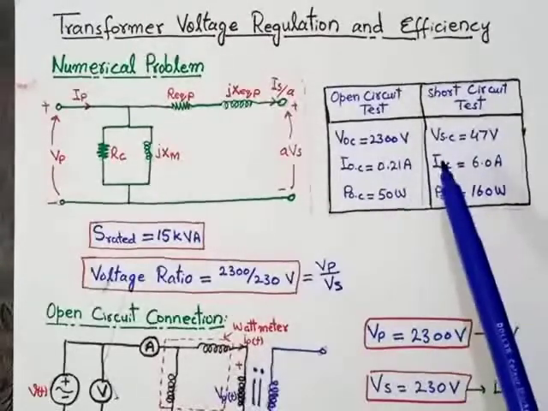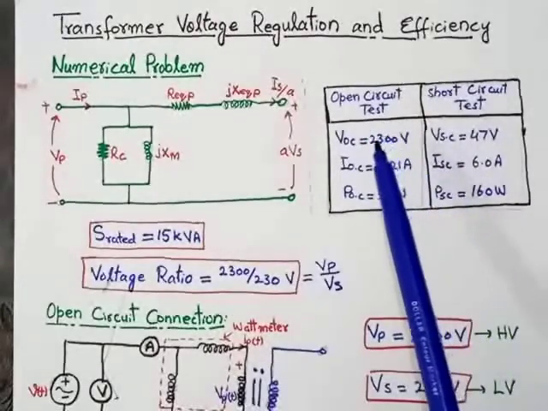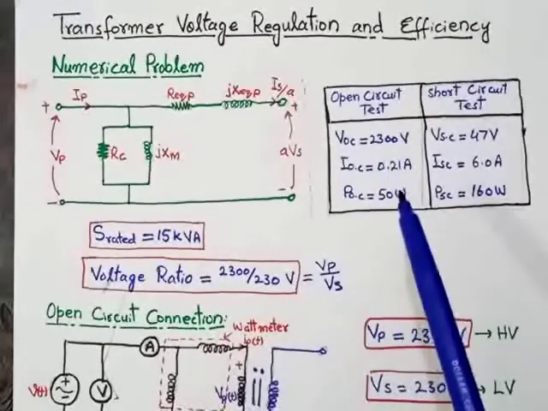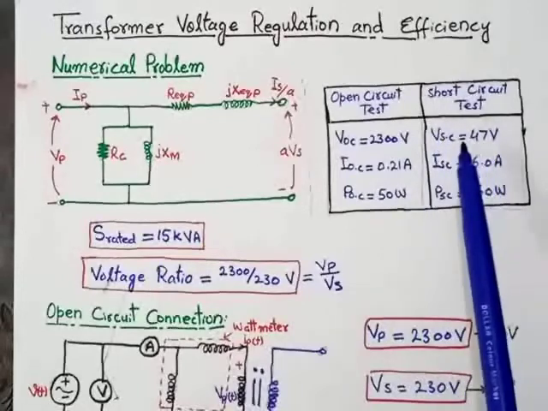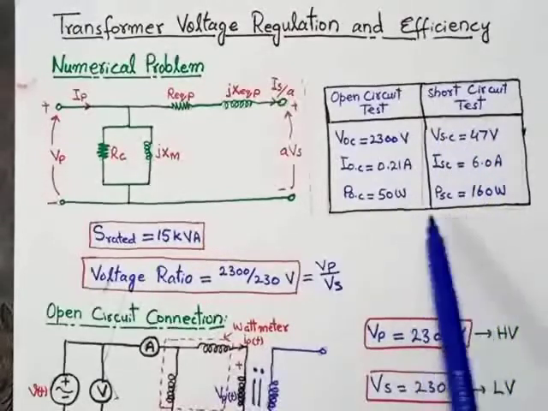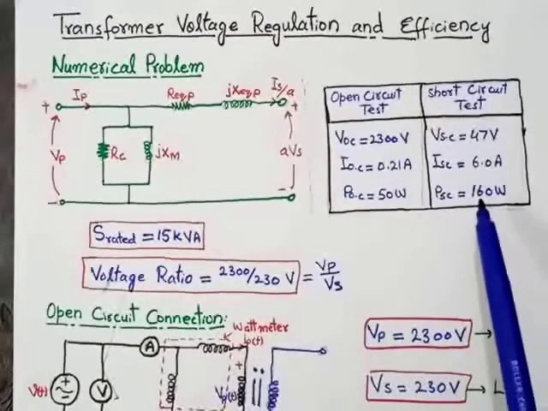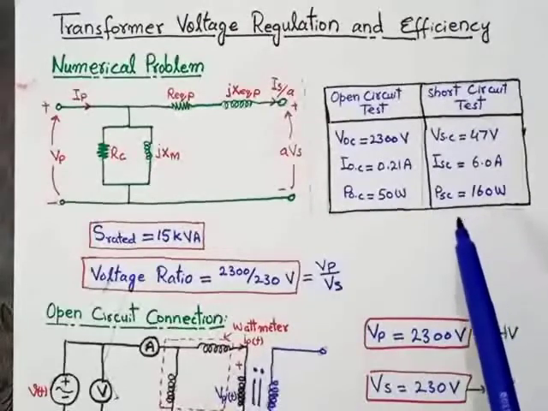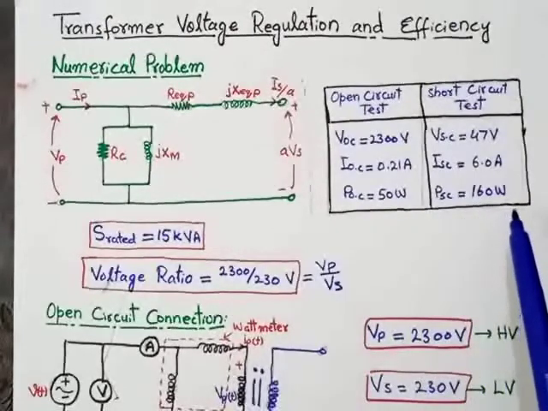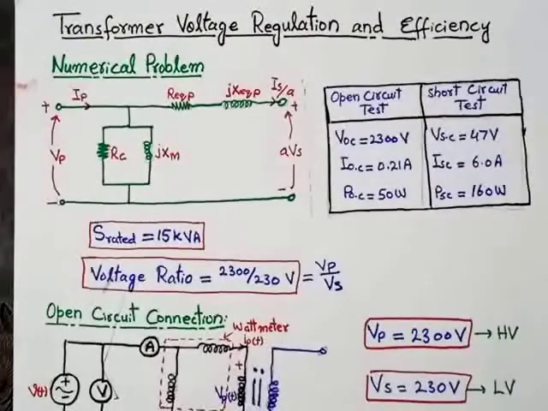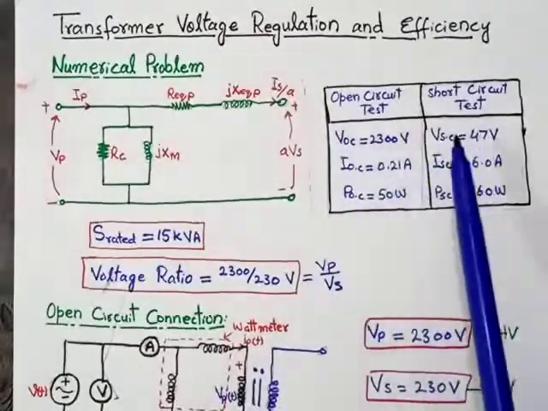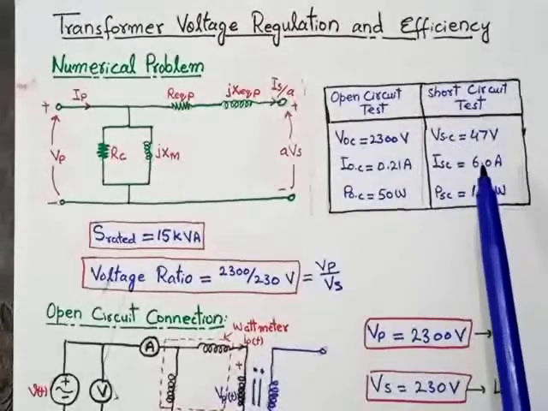As we have already discussed, by performing the open circuit test, we basically calculate the core losses of the transformer. And by performing the short circuit test, we basically calculate the copper losses of the given transformer. So this is the core losses and this is the copper losses of the transformer. This data is given after performing the open circuit test and the short circuit test of the transformer.